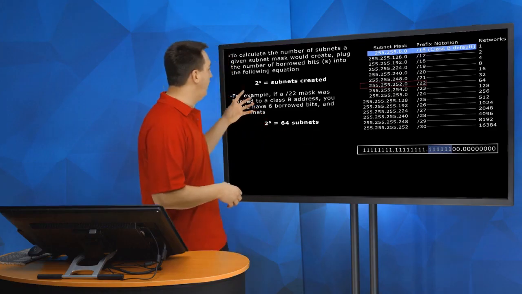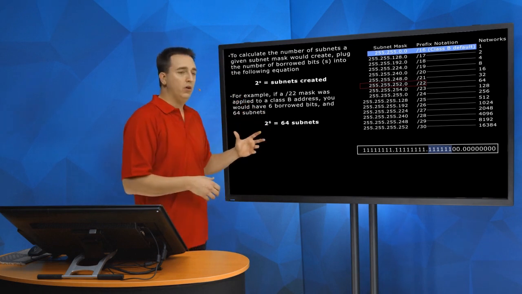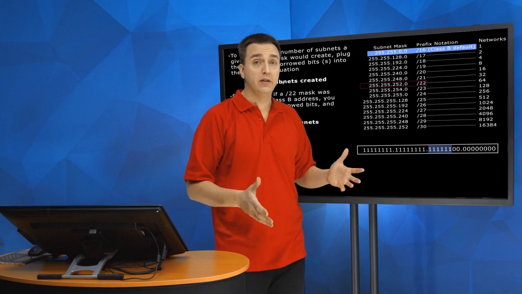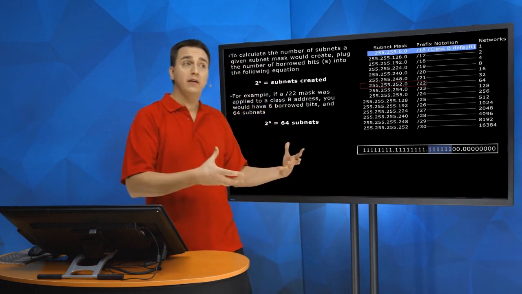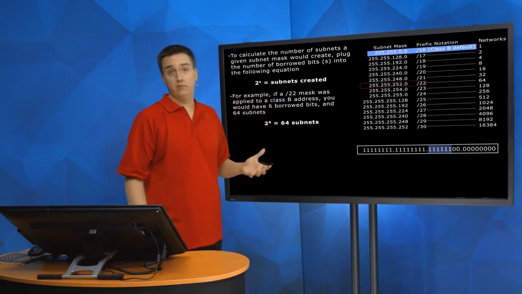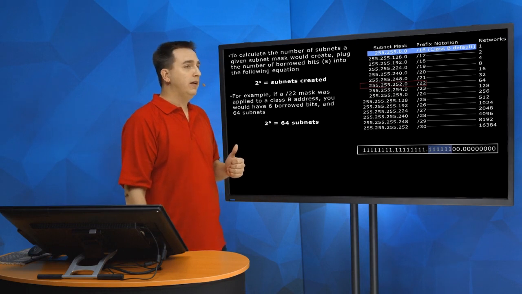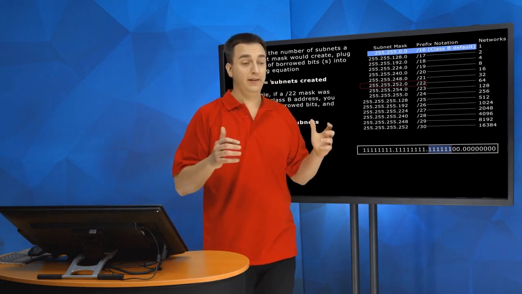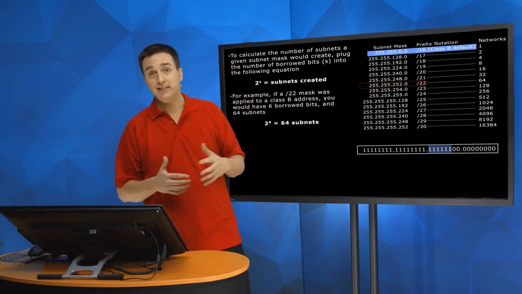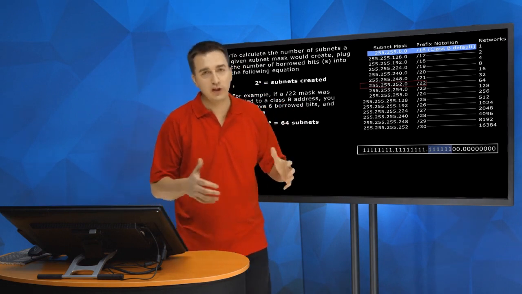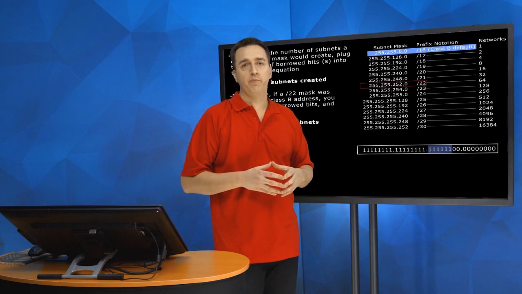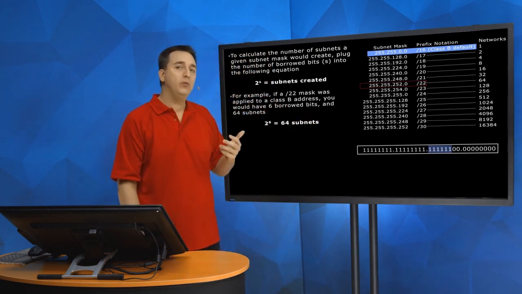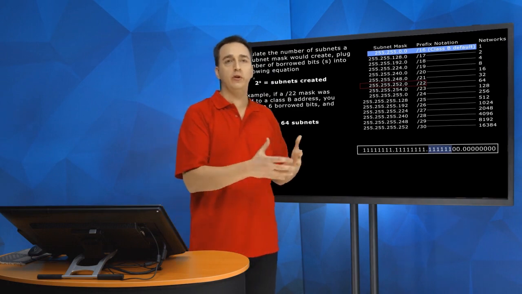So it's a pretty simple equation. It's going to help you figure out how many bits you need to borrow based on the subnets you need to create, or how many subnets you'll get based on how many bits you borrow. How many of you have been in the industry for ages? I mean, since the 1990s, maybe even the early 2000s. This equation here may not be what you're used to using when creating subnets.